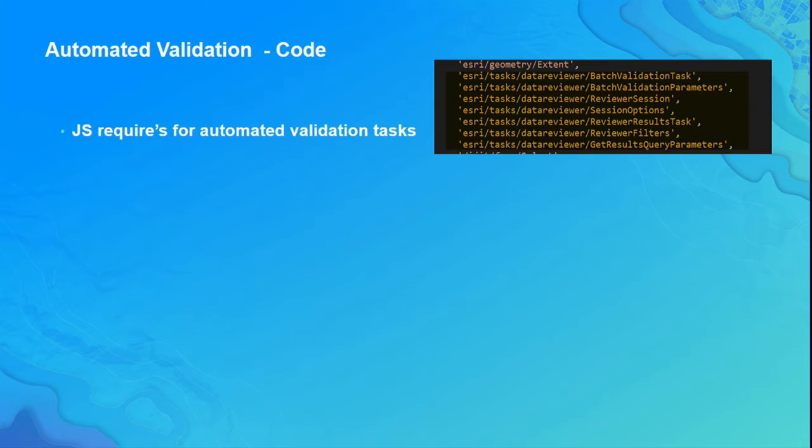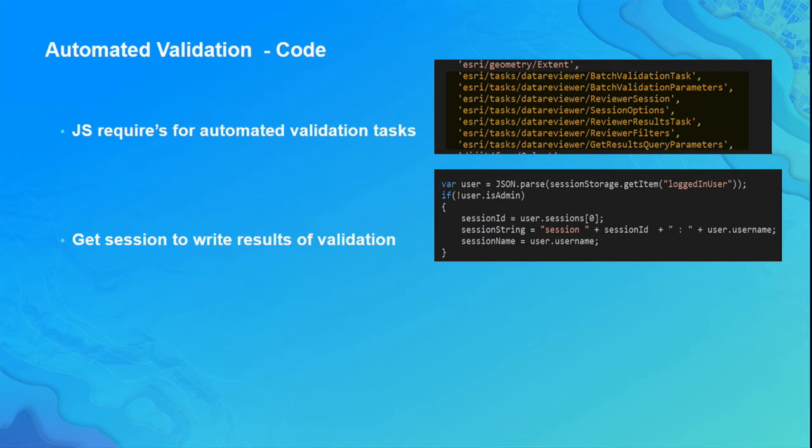Based on the progress of that job, I can return back a bunch of results by querying back the results workspace. So just to briefly get into the code here, I'm going to highlight the key pieces. We have the general JavaScript require statements. The key things to note here are the batch validation task and the batch validation parameters. These are classes that you have to require to ensure that you can actually execute a job. The first thing that we do is, as we logged into the system, we actually got the user information and logged them into a specific session.